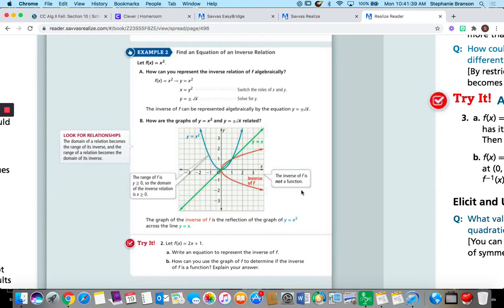it tells you how to find the equation of an inverse relation. So f of x, y'all know, is the same thing as y equals. So they just wrote it as y equals x squared, and then they switched the roles of x and y. So where there was y, we wrote it as x. Where there was x, we wrote a y, and then we solved for y that way. And then they want us to look at the graphs.